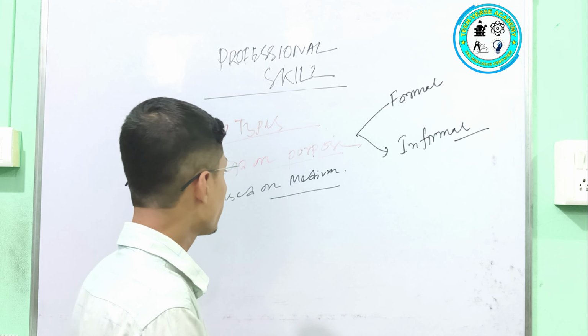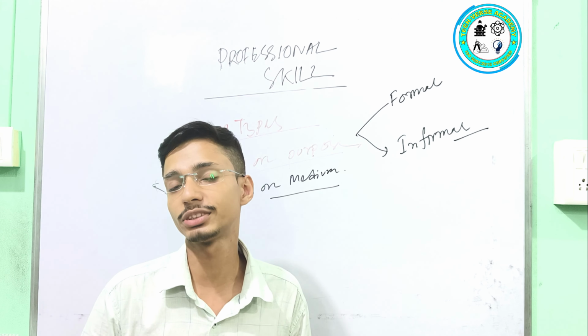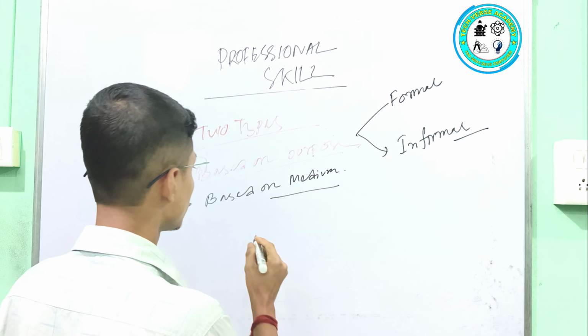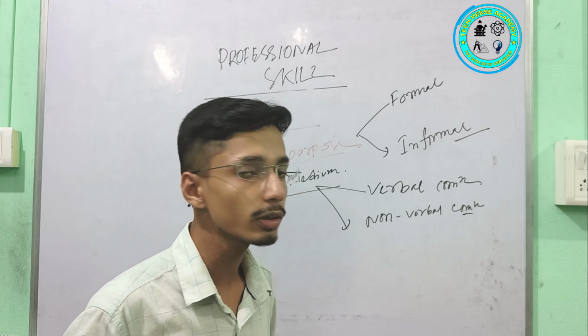And then secondly, based on medium, communication is mainly of two types. One is verbal communication and another one is non-verbal communication. So what is verbal and what is non-verbal?